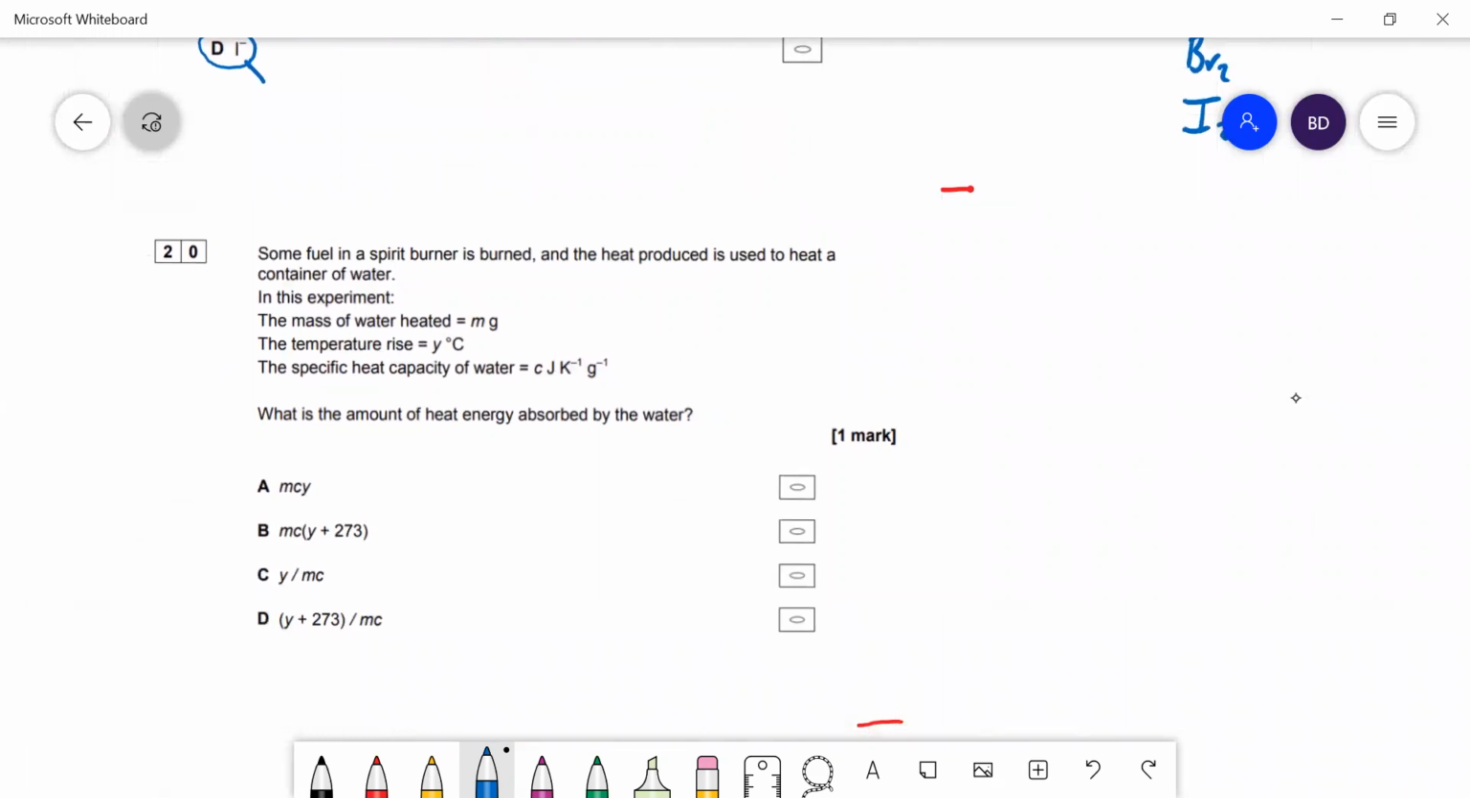Right, this is an easy question, but it's put in a rather strange way. We all know the equation for when we do these calorimetry experiments. Quantity of heat released is mcΔT. It tells us the mass of water is m, we're using that there. The specific heat capacity of water is c. And the temperature rise, instead of calling it ΔT, they've called it Y. So what's the amount of heat energy absorbed, Q? Well, it's mcY. So it's that one.